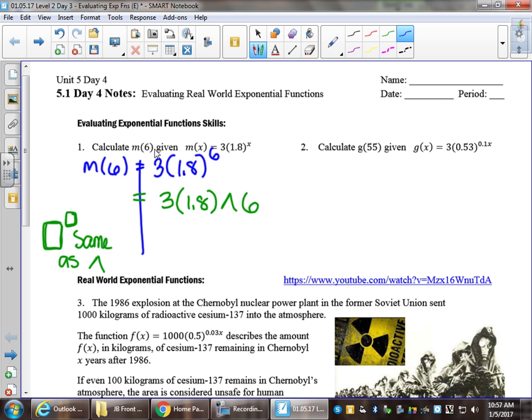So number 1 says to calculate m of 6, which means wherever I see x, I am plugging in 6. So this is going to be m of 6 equals 3 times 1.8. I'm using this as a guide. And now where I saw x, I substituted in 6. In green is what you're going to type into your calculator. So we're going to do 3, open parenthesis, 1.8, close it.